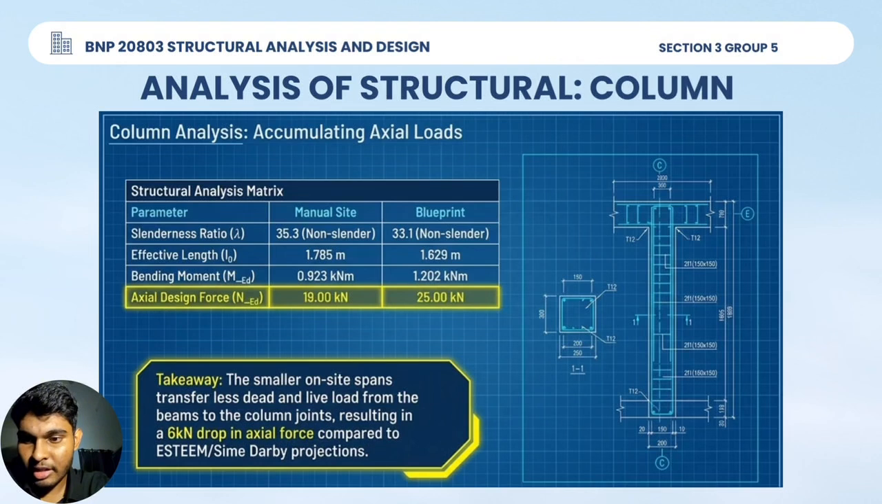The most significant difference is the actual design force, where the manual site model gives 19 kN while the blueprint model gives 25 kN. The difference occurs because the actual on-site spans are smaller, so less dead load and live load are transferred from the beam to the column. Overall, both column designs satisfy the Eurocode 2 requirements and remain structurally safe.